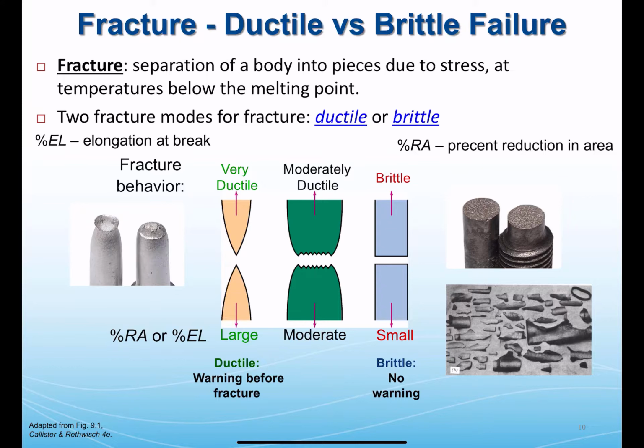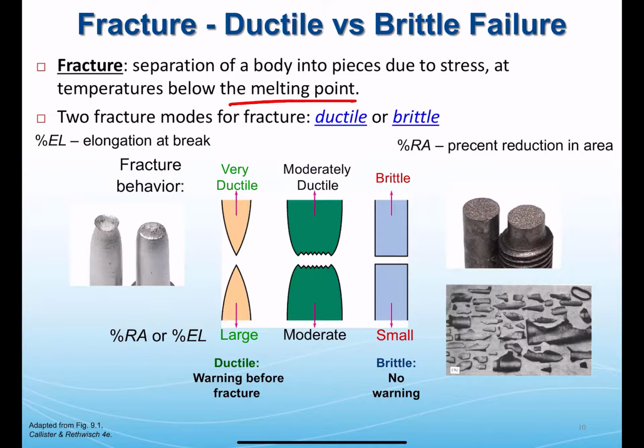Okay, so talking about fracture, there are two types of failure. There's a ductile and a brittle type failure. And so fracture, if you recall, it's the separation of a body into pieces due to stress, and these are, of course, tested at temperatures that are below the melt point. So we wouldn't want to ultimately separate the material into pieces due to melting. So we do this, of course, well below its melt point typically.